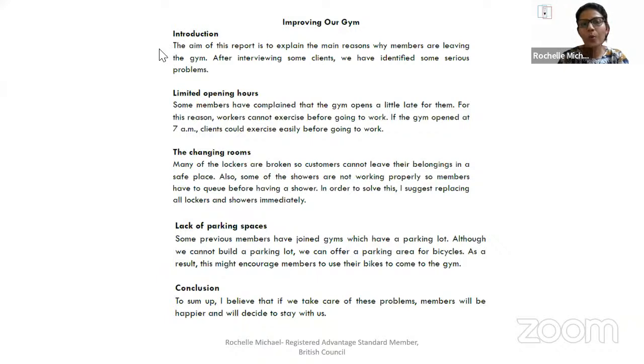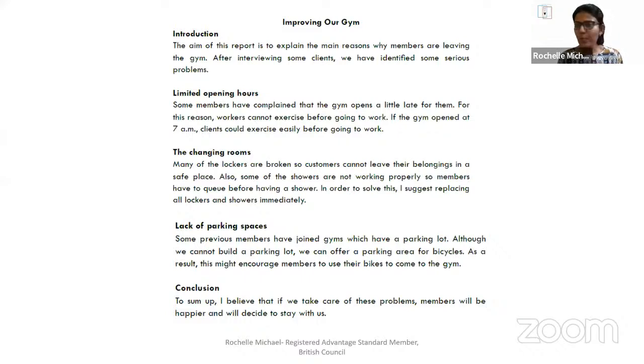it's always good to start by stating the aim of the report. So aims again can be broken down into goals. Aim is one thing, goal is a different word, but that's okay. For the purpose of this short report, we'll just call it the aim of this report is to explain the main reasons. So you're making it very simple. You don't have to use any very complicated terms.